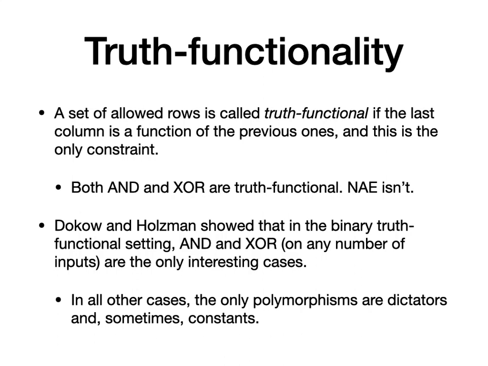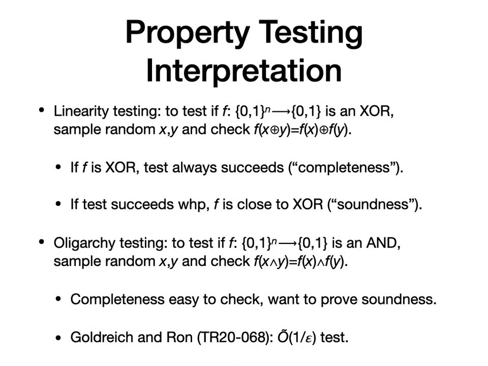So much about universal algebra. Now let's move on to property testing. Let's go back to linearity testing. We want to test if a given function f is an XOR. We all know that XORs satisfy this identity: f of x XOR y is equal to f of x XOR f of y.